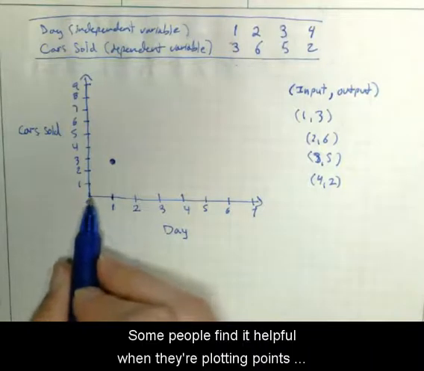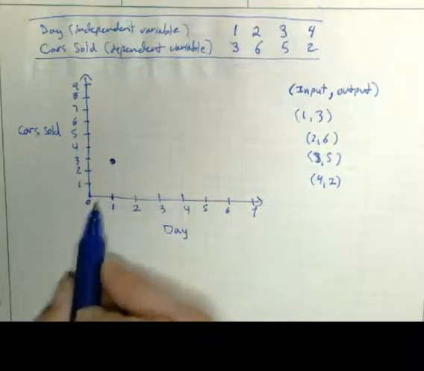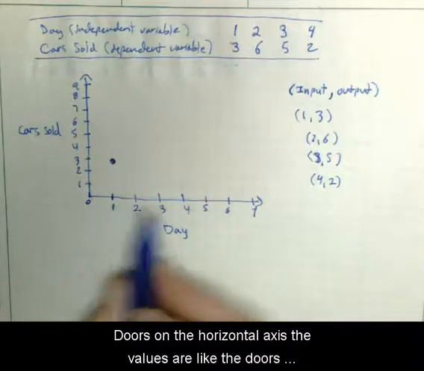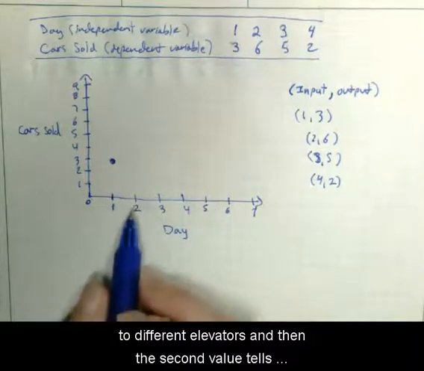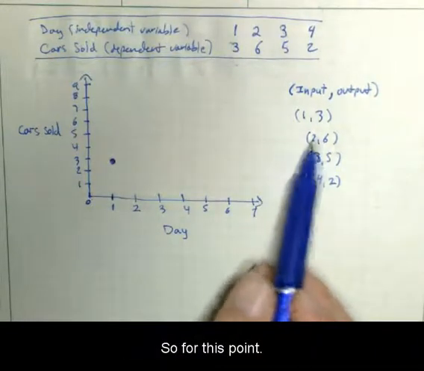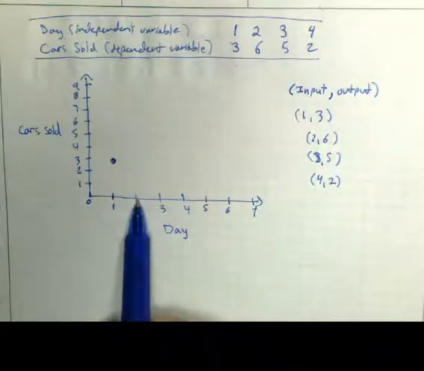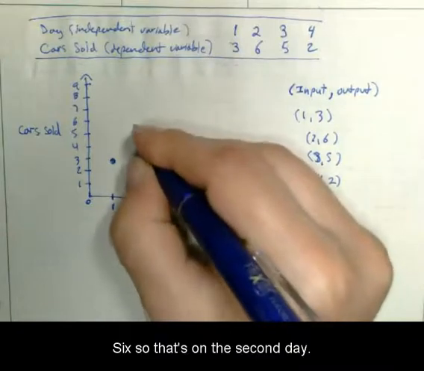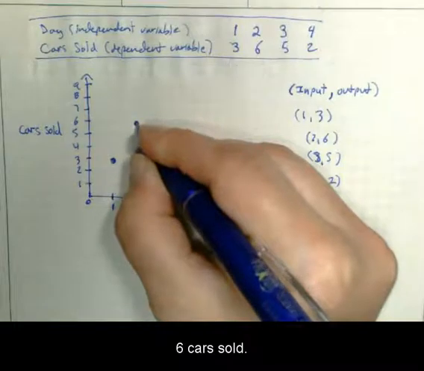Some people find it helpful when they're plotting points to think of it as the first value is like doors, or on the horizontal axis the values are like doors to different elevators, and then the second value tells you what floor you're going to. So like for this point would be 2 would be door 2, and then up to the 6th floor to plot 6. So that's on the second day, 6 cars sold.